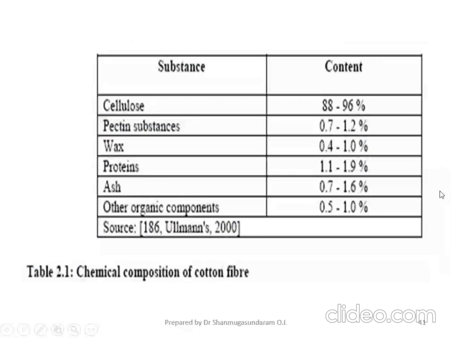Now look at the tabular column. This shows the chemical composition of your cotton fiber. Cellulose occupies 88 to 96%, whereas pectin substance occupies 0.7 to 1.2%, the wax content is 0.4 to 1%, protein content is 1.1 to 2%, and ash content is 0.7 to 1.6%. The other organic compounds are 0.5 to 1%. So this is the typical chemical composition of your cotton fiber.